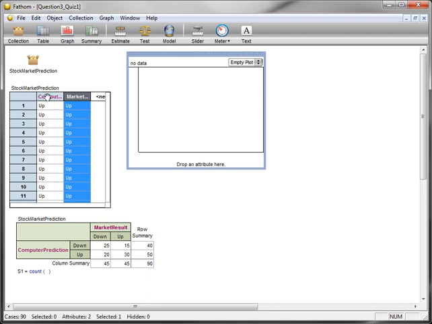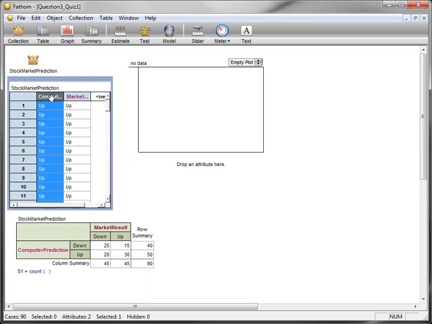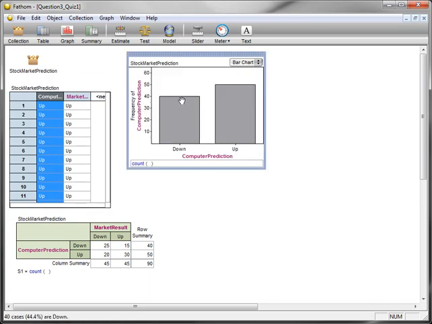If I were to take one of my attributes from this table and simply drag it directly over here, it'll create a bar chart in which the bars point upwards. So what this bar chart tells me, roughly speaking, is that in approximately 50 plus 40, or 90 trials, the computer predicted that the stock market would end up 50 times, and the computer predicted that the stock market would end down 40 times.